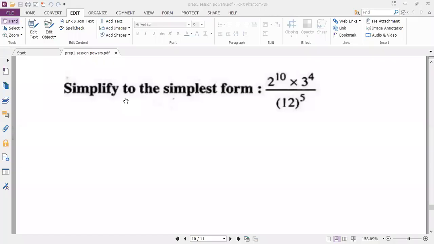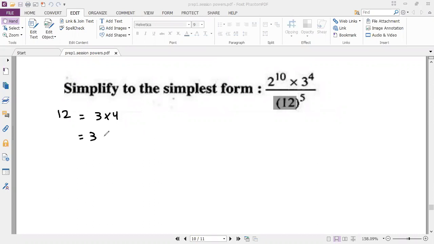Here, what is the idea? Simplify to the simplest form. It's 2 to the power of 10 and 3 to the power of 4. The problem here is in 12. So this 12 here, we can write it as 3 times 4. 12, we can write 12 as 3 times 4.